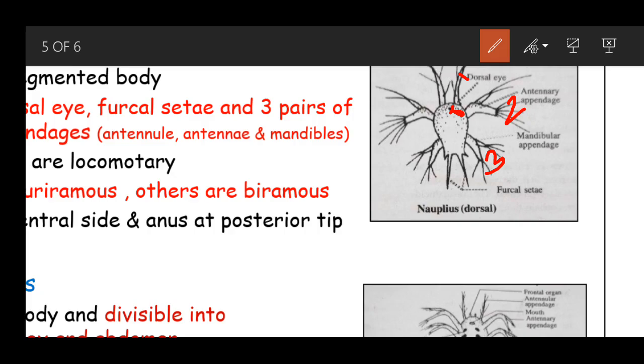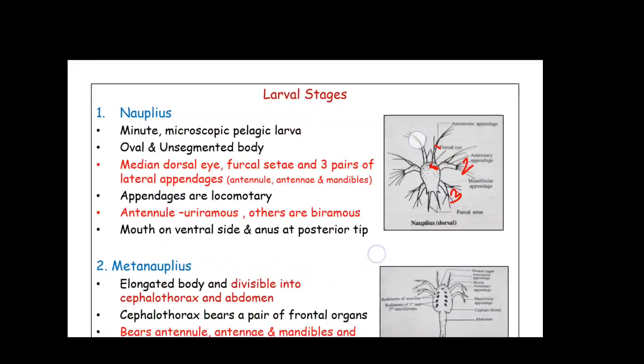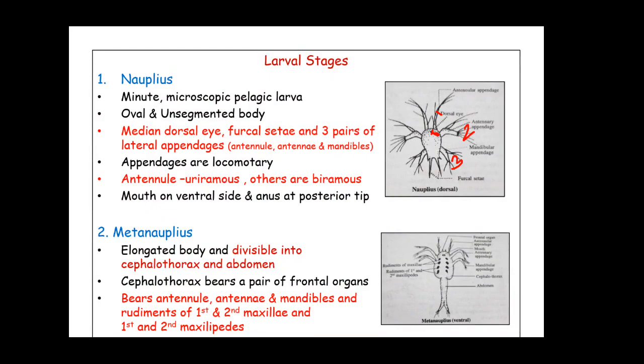The second and third appendages, the antennary as well as the mandibular appendages, as you can see, have two branches; they are biramous appendages. The first one, the antennule, is a uniramous appendage. This diagram is the dorsal view. The mouth is on the ventral side and the anus is seen at the posterior tip between the furcal setae. So these are the details of the nauplius larva, which is an unsegmented and oval larva with three appendages and a dorsal median eye. Coming to the next larval stage.